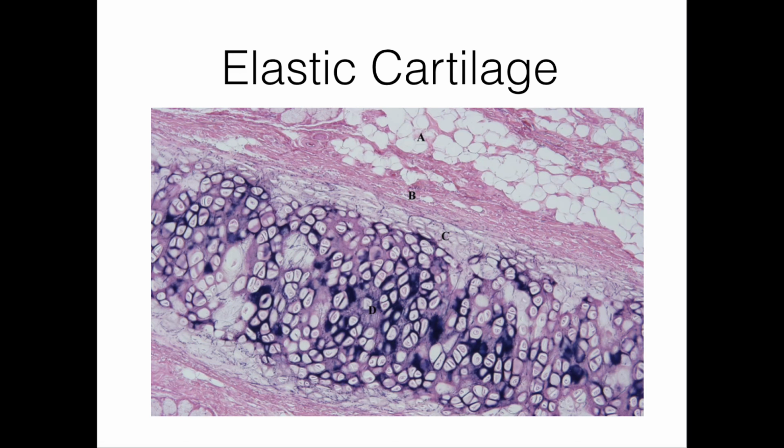Elastic cartilage defines and maintains shape. It also supports surrounding structures. It can be found in the epiglottis, the auricle of the ear, and the nose. It looks similar to hyaline cartilage under a microscope. However, the chondrocytes in elastic cartilage are much closer together. Elastic cartilage also has elastic fibers, however, they are difficult to see on a slide.